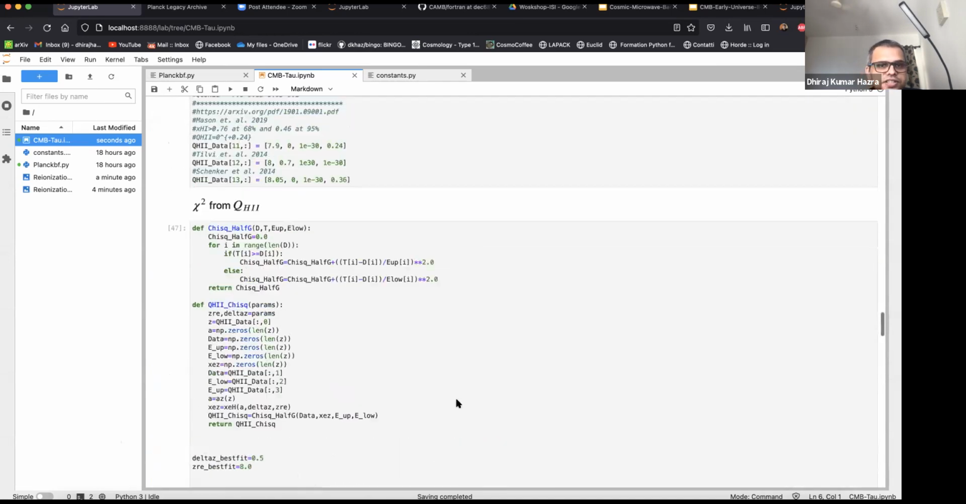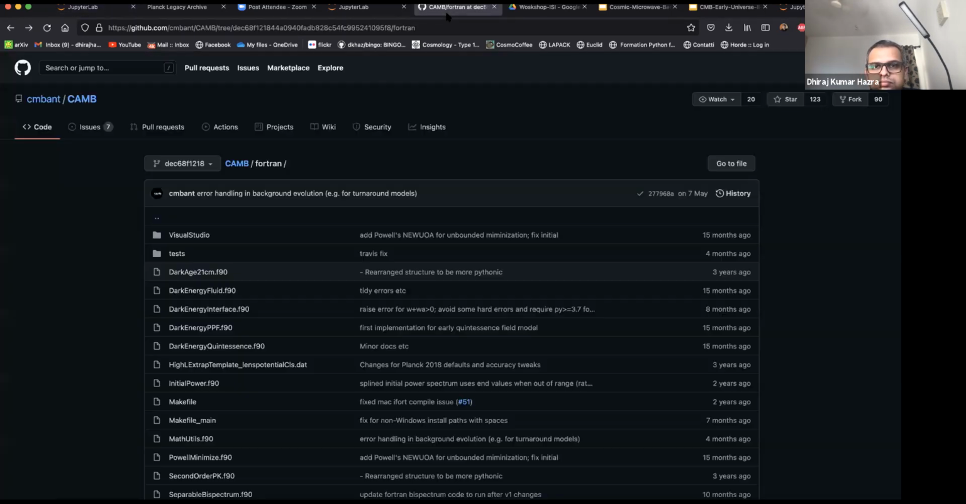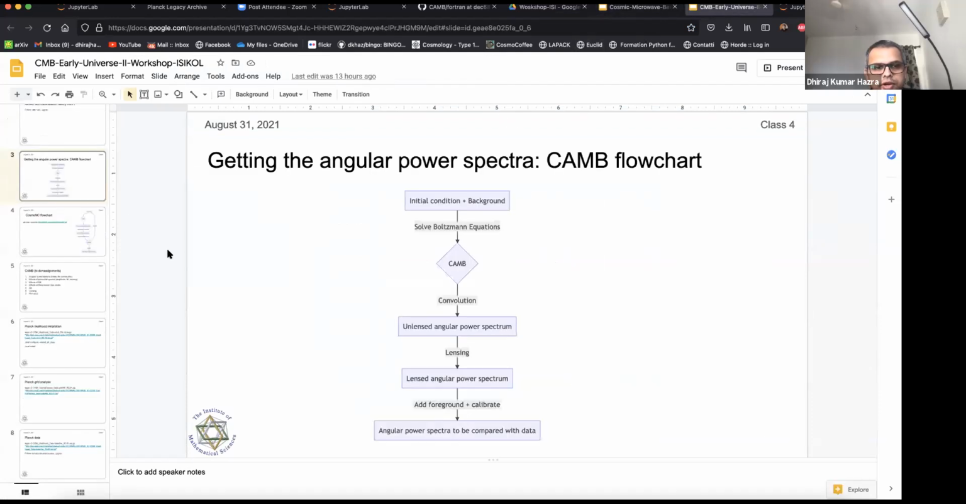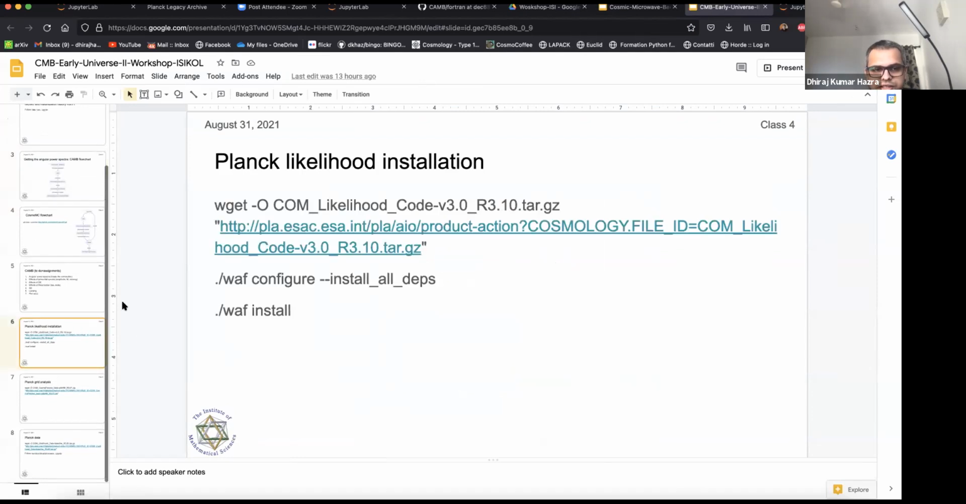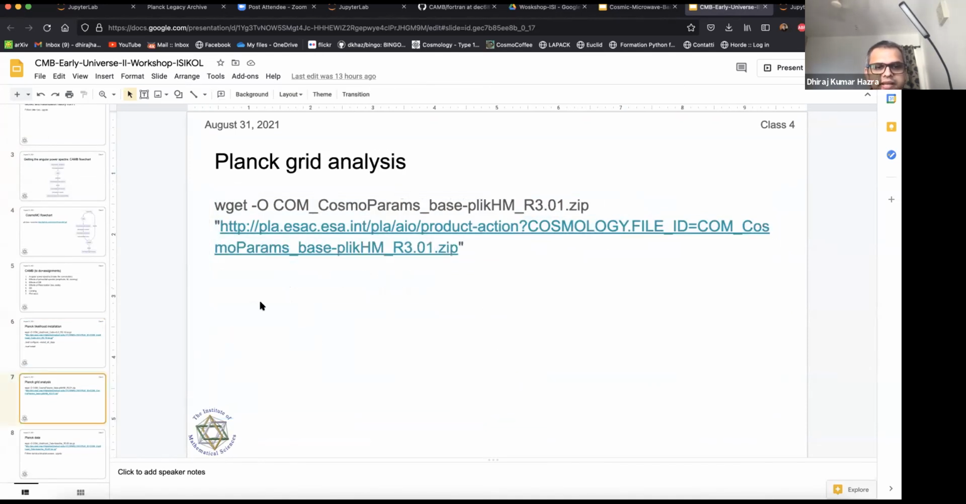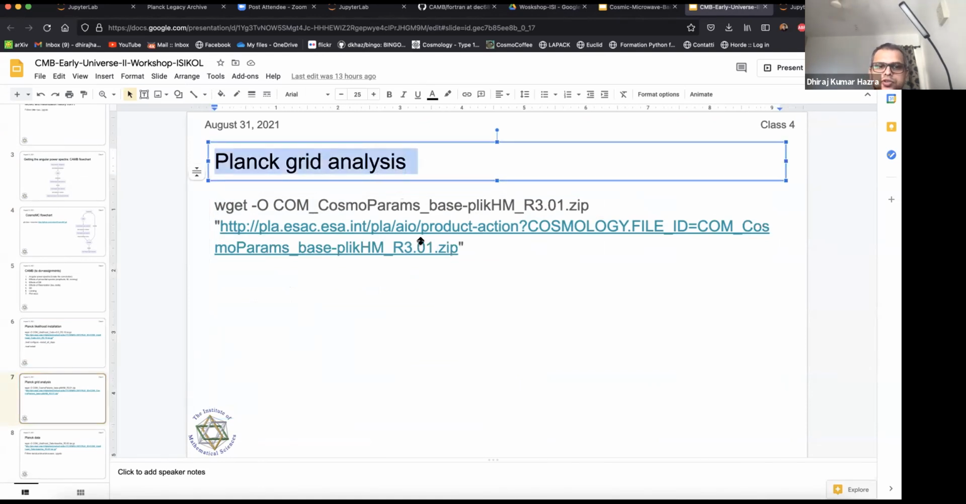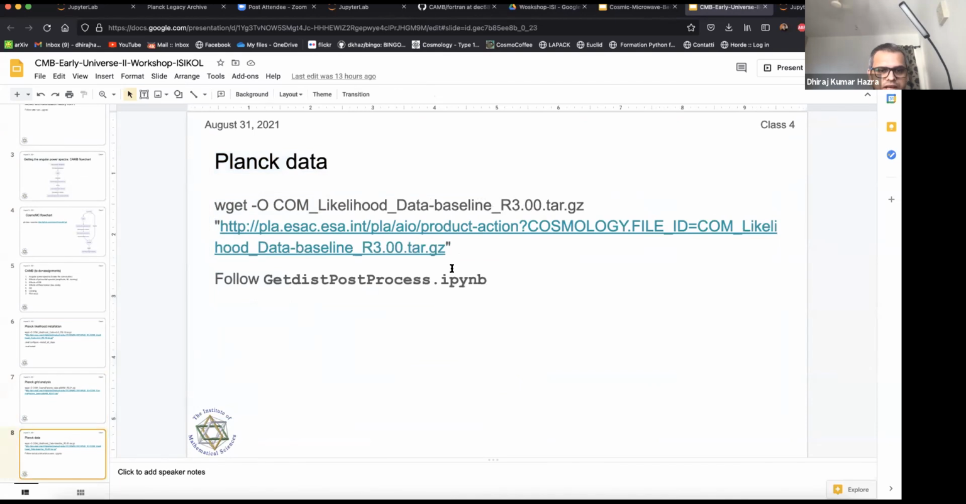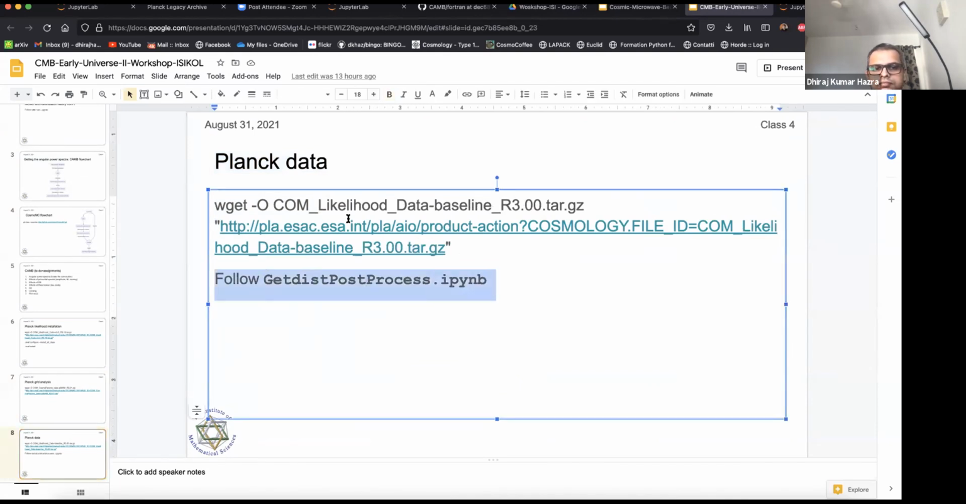Okay, this finishes. Now I think I need to stop within 5 minutes. In that case, I'm going to ask you to follow these instructions. Planck likelihood installation: do install the Planck likelihood at your own time. We are not going to run this. Then the Planck grid analysis: you do the Planck grid analysis. You basically download the full thing, and the Planck data also you can download.